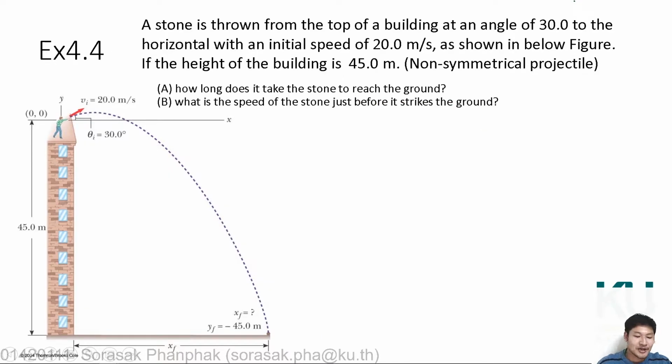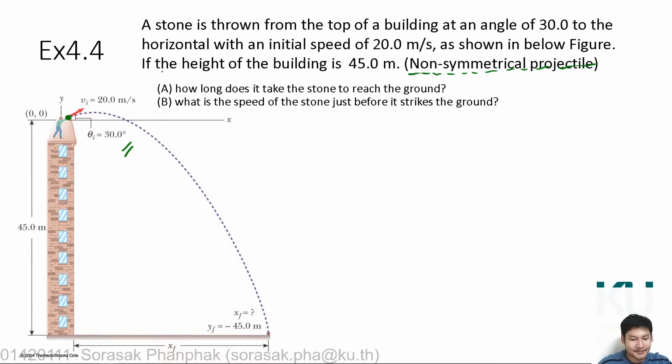For this question, it is a non-symmetric projectile pathway. So this guy, rather than standing on the ground, now is throwing some object, throwing a stone from the roof of this building. And the angle from the x-axis is around 30 degrees.